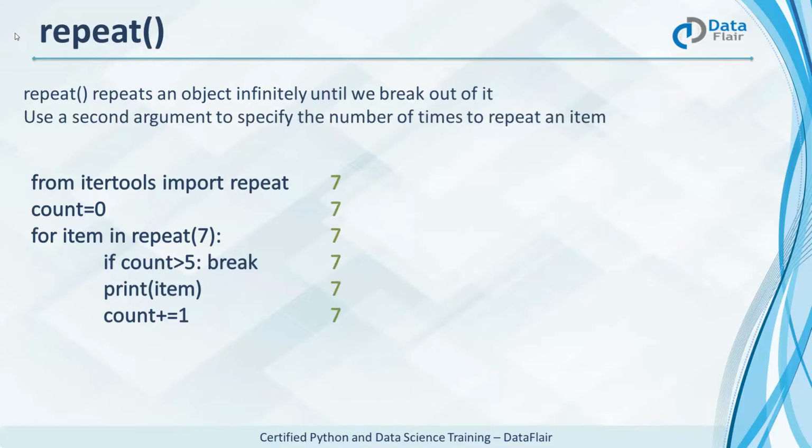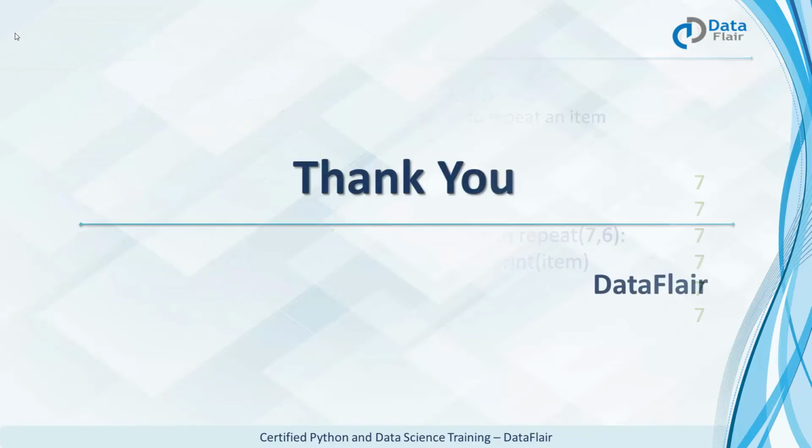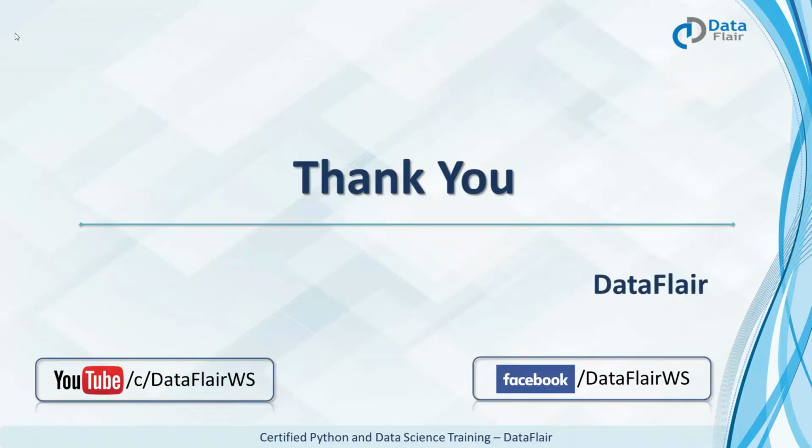And like with the count function, repeat may take a second argument. This tells it how many times to repeat an item. So the same code can be achieved this way without the if statements. This prints the number 7 6 times. In this lecture, we learned about the itertools module and the 3 functions count, cycle, and repeat.